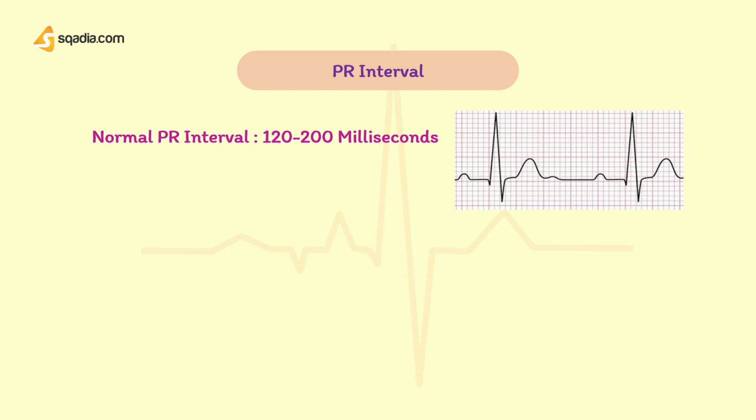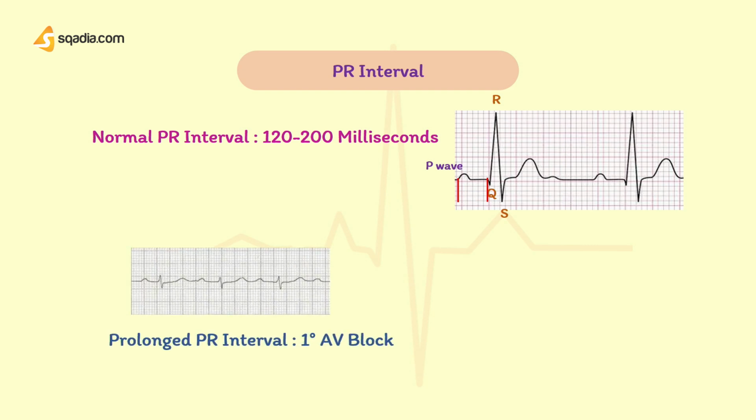Another aspect of the ECG, which is usually looked at, are the intervals. But first, let's talk about the PR interval, between the P wave and the start of the QRS complex, which is the time between the atrial depolarization and ventricular depolarization. A normal PR interval is between 120 to 200 milliseconds, or not more than one big box.